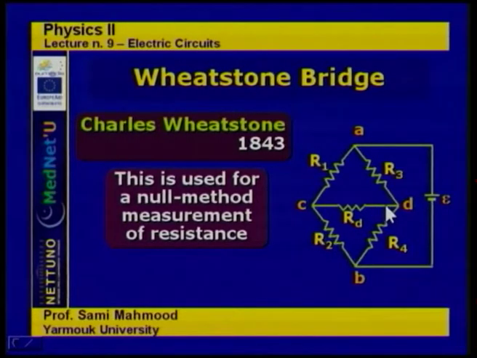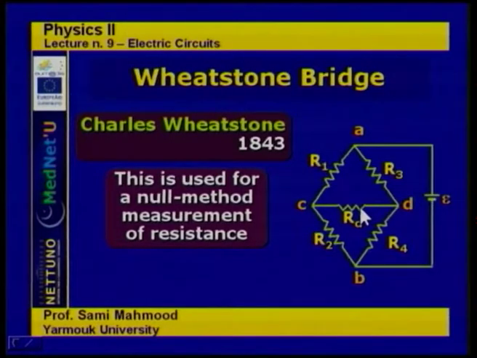And this null method is that we suppose, for example, that R1 is the unknown resistance. We change R2, R3, and R4. We keep changing them until the current across RD is equal to 0. That is the null method. We zero the current across RD. That means there is no current flowing between points C and D. And that is the so-called null method.